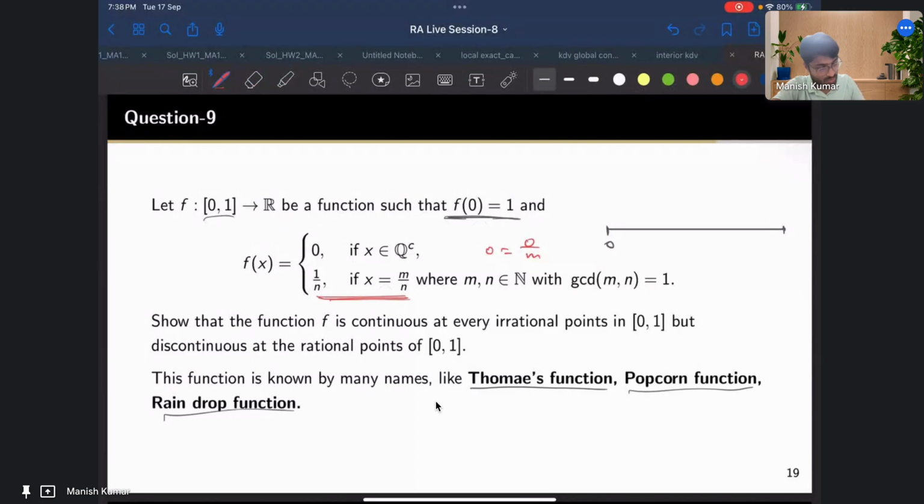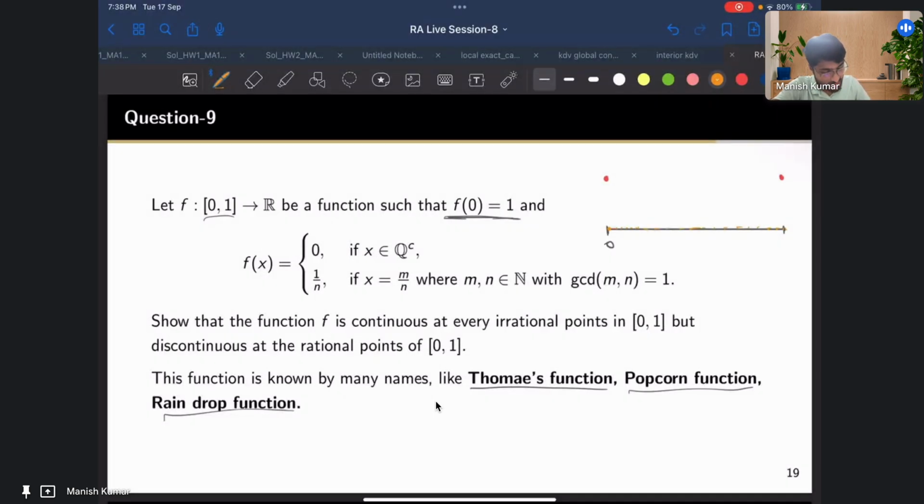Okay, so here m equal to 0 is not allowed, because m and n are chosen to be from natural numbers. So that's why 0 is being dealt with separately. So f of 0 is 1, let's say f of 1 is 1. Now if you go close to 0, then you will have either rational points or irrational points. When you have an irrational point, then it is going to be 0, right? So it is 0 on irrationals, correct?